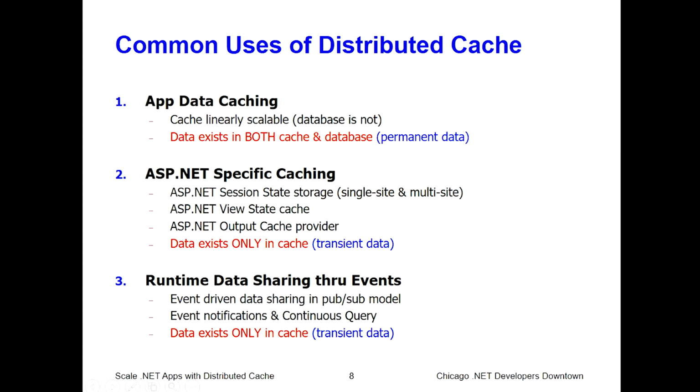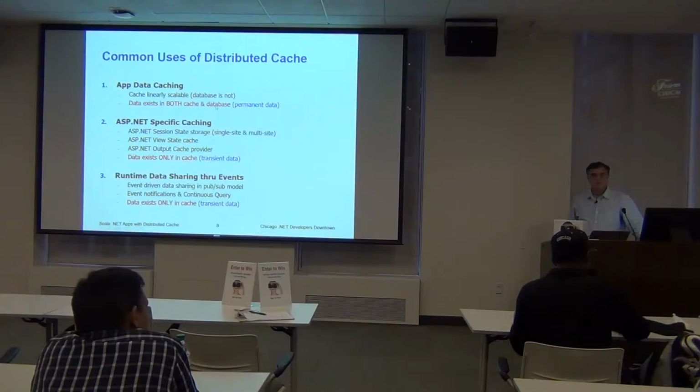So in all three cases, replication is used, and in the first case, other features are used, which are to make sure that the cache is kept synchronized with the database. Any questions up until now?